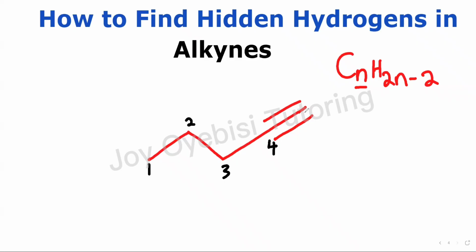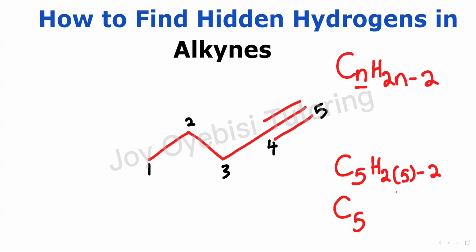Carbon triple bond carbon. That is what tells us you are dealing with an alkyne. So this is a carbon. That would also be a carbon. So those are the carbon triple bond carbon. So we have here our n to be 5. Therefore, you're going to say C5, then H 2 times 5 minus 2. So C5, 2 times 5 is 10. 10 minus 2 is 8. So we have a total of 5 carbons and 8 hydrogens.